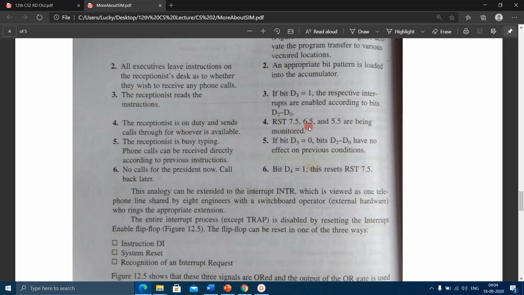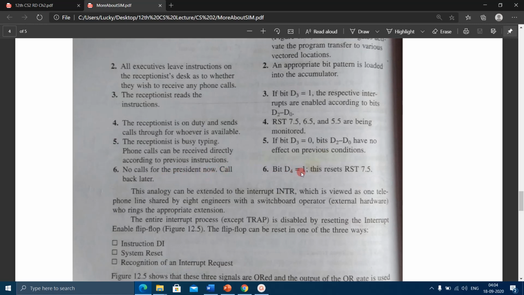RST 7.5, 6.5 and 5.5 are being monitored. When the receptionist is busy typing, phone calls can be received directly according to the previous instructions. If bit D3 is 0, bits D2 to D0 have no effect on previous conditions. No calls for the president now, call back later.